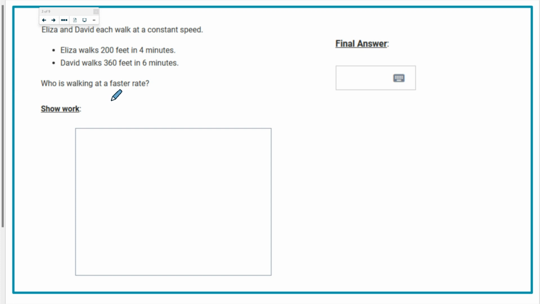Eliza and David both walk at a constant speed, meaning they're walking the same speed the whole time. Eliza walks 200 feet in 4 minutes. David walks 360 feet in 6 minutes. Who is walking faster?